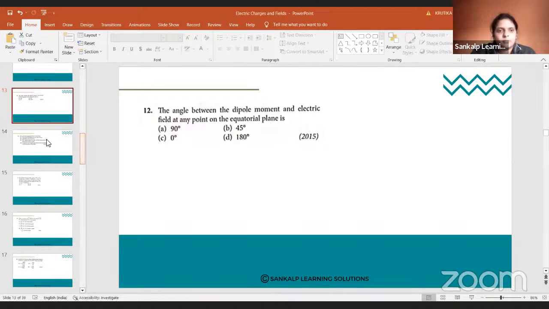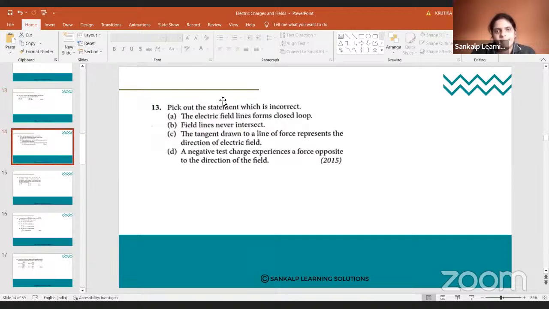Let us go for the next question. So again, this is based on the theory here. You can read. Pick out the statement which is incorrect. So they are asking which statement in this is incorrect.